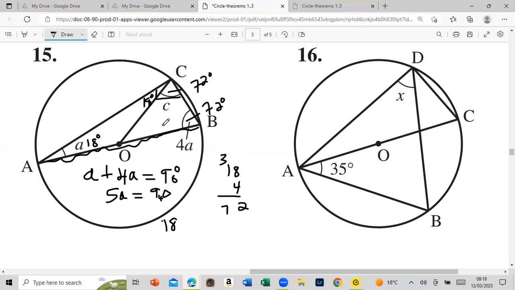Alright? And to find this one, we can easily find this one by adding 72 and 72 and subtracting it from 150. So we get the answer already though. So A equals 18 and C equals 72 degrees.